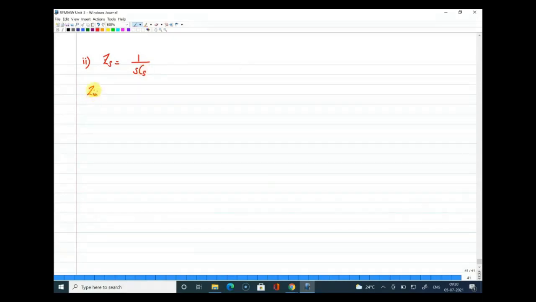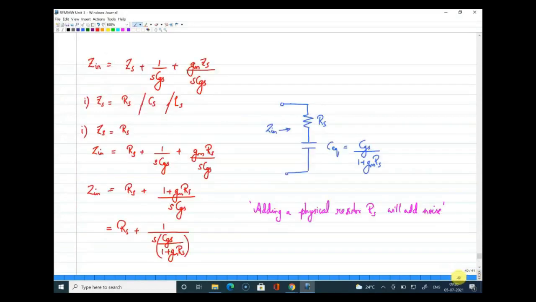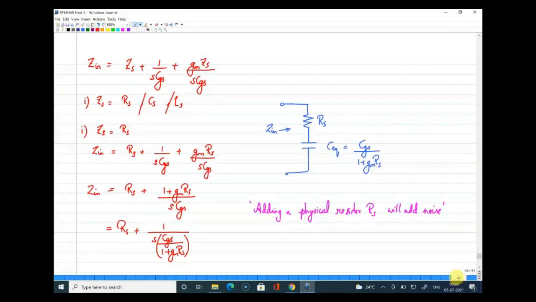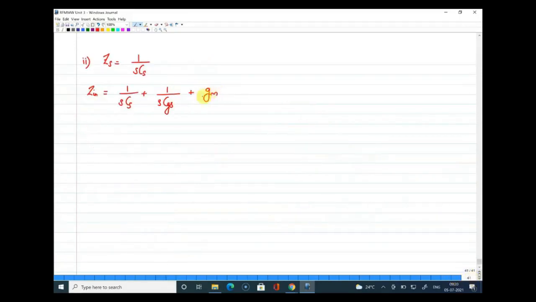Now if I substitute back for the input impedance, the first term is ZS. So in place of ZS, I have 1 by S into CS, plus the second term, 1 by S into CGS, and the third term, GM ZS by S into CGS. ZS is 1 by SCS, so I get GM divided by S square into CGS into CS. This is the input impedance expression if you substitute a capacitor at the source node of the common source transistor.